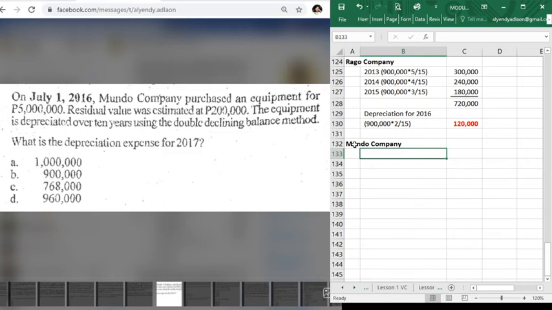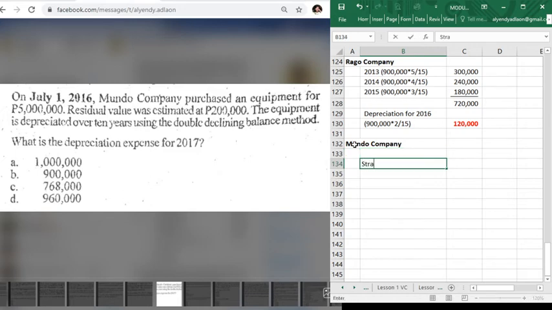Okay, from the word itself, double declining. Now, on July 1, 2016, Mundo Company purchased an equipment for 5 million. Residual value was estimated at 200,000. The equipment is depreciated over 10 years using the double declining balance method. What is the depreciation expense for 2017?